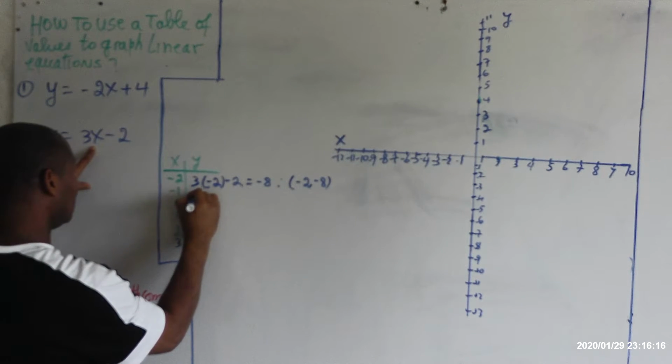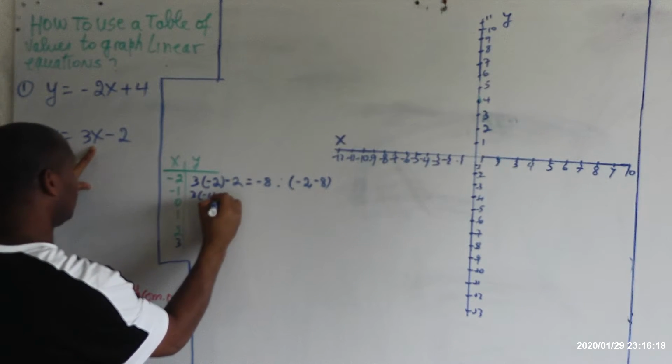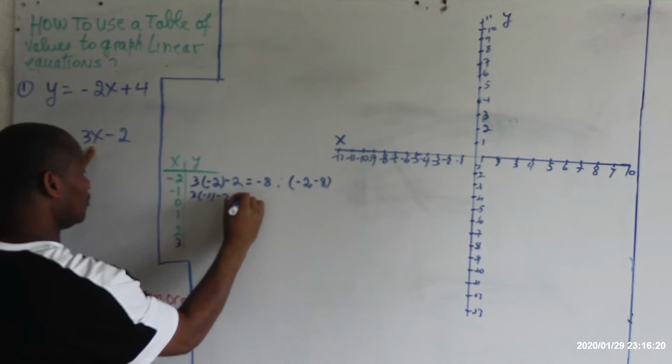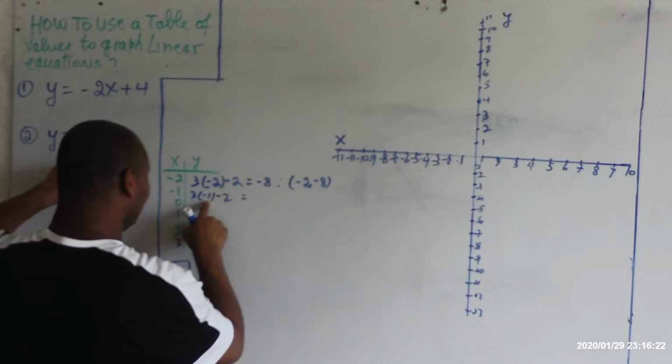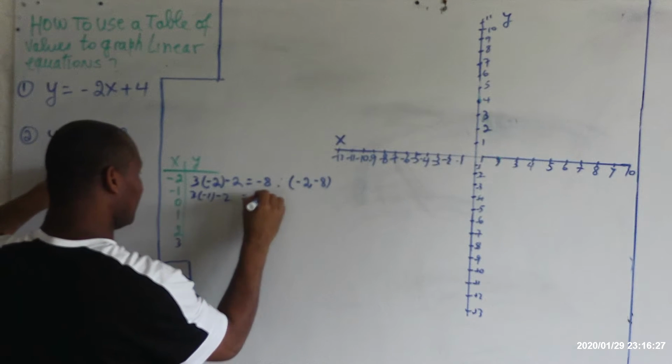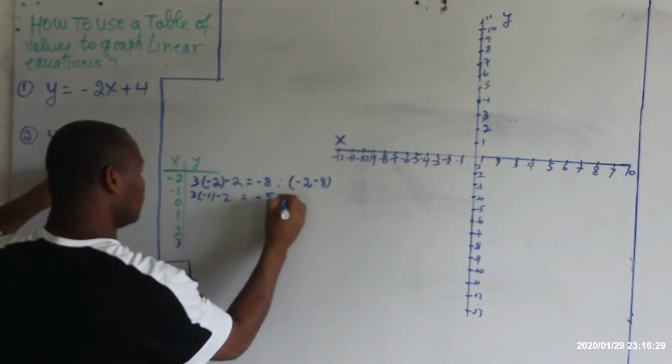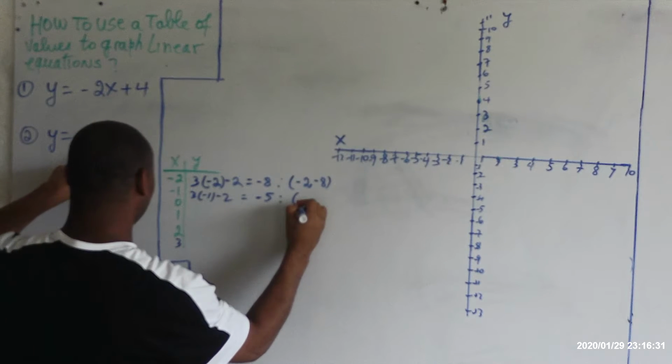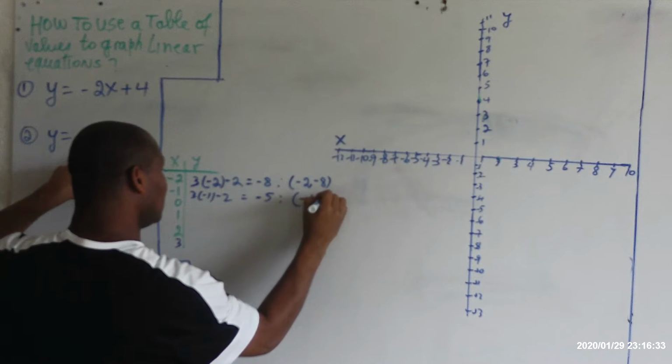Let's replace x by negative 1. 3 times negative 1. Negative 3. Negative 3, negative 2, that's negative 5. The coordinate is going to be negative 1, negative 5.